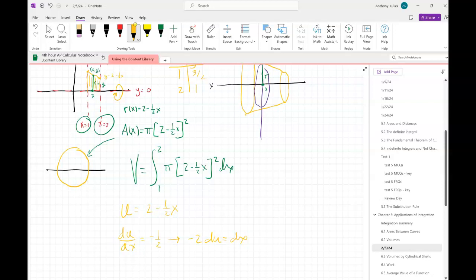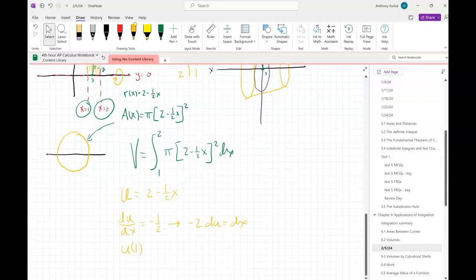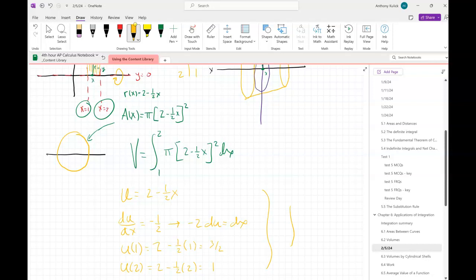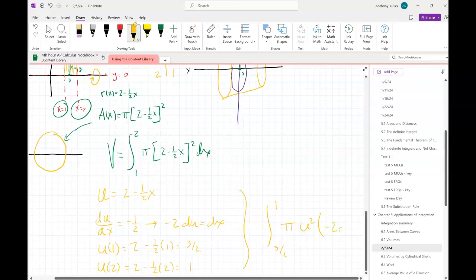Okay, and then we should do one other thing here. What else should we do? I want to redo the bounds. Oh, so 1 and 2. So what is u of 1? Yeah, and what is u of 2? So we'd write this then as the integral from 3 over 2 to 1 of pi u squared times negative 2 du.